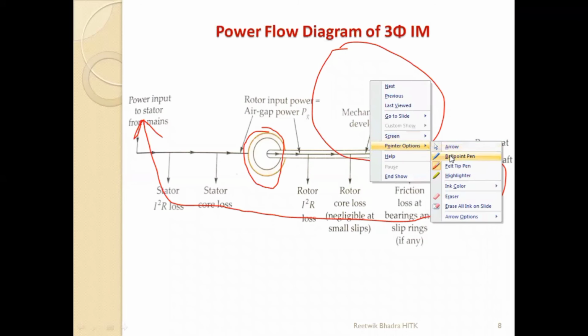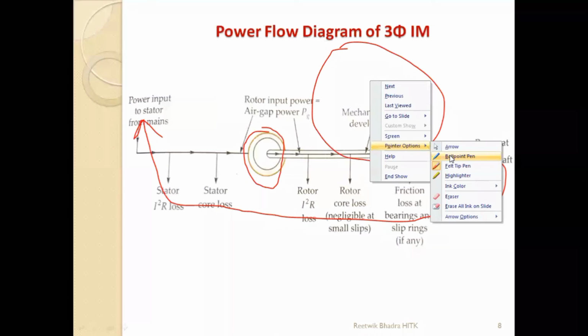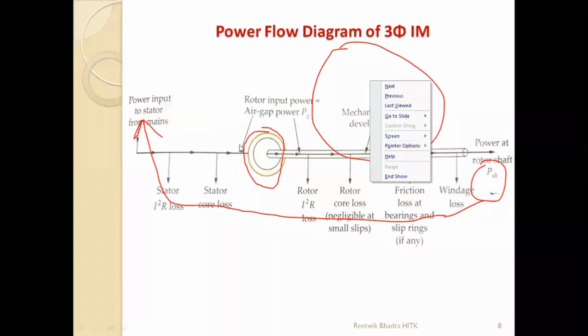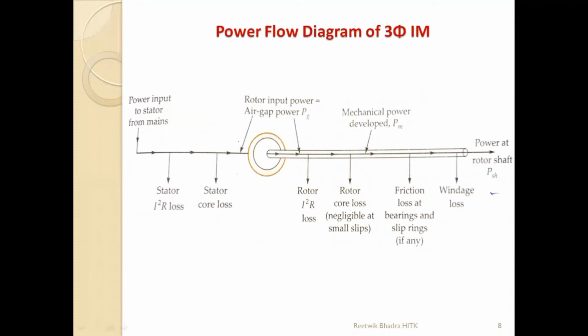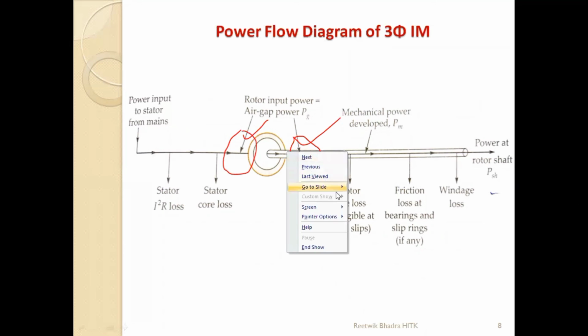The rotor is placed inside the stator, so all the flux that is produced in the stator passes the air gap and cuts the rotor conductors. So that air gap is shown over here. There are no losses in that air gap. All power that is produced in the stator is transmitted to the rotor only. So whatever is the output in the stator, that is the input to the rotor also.